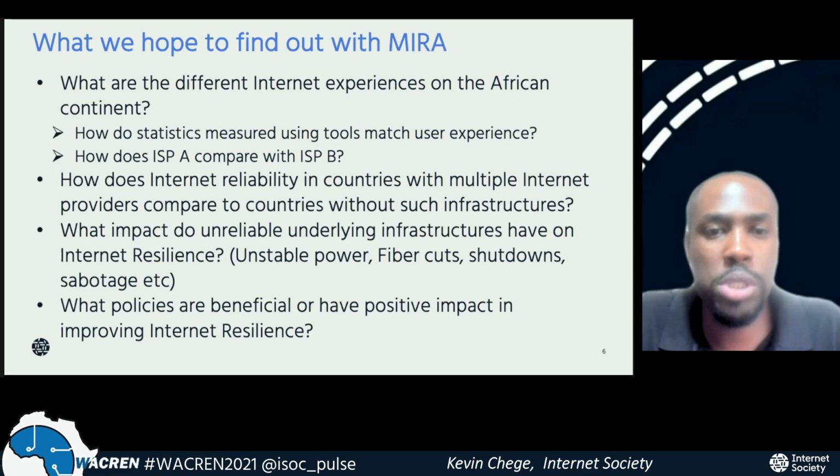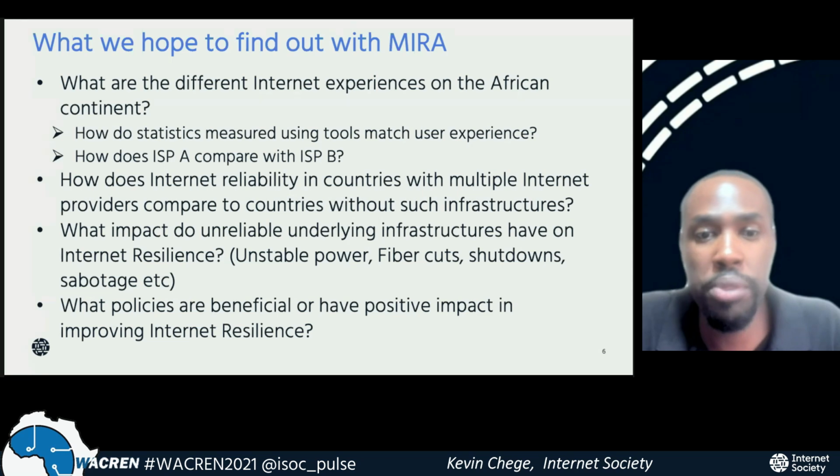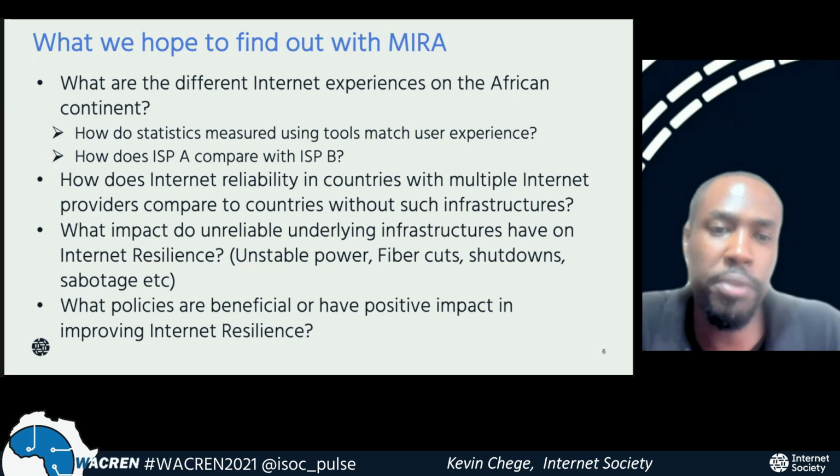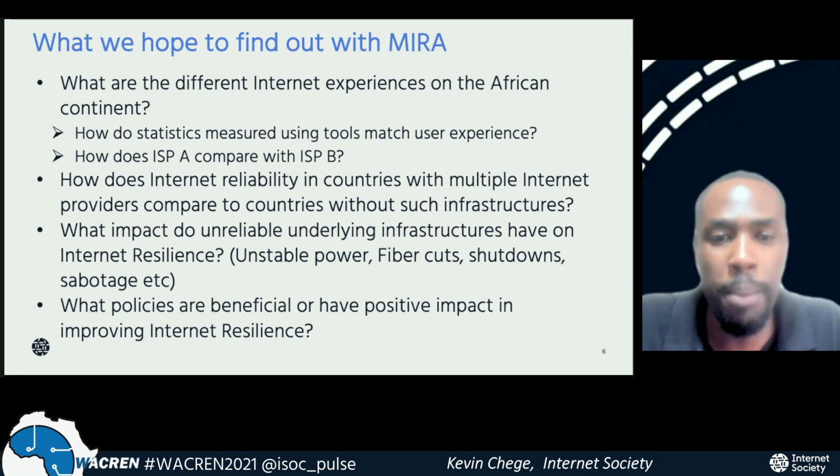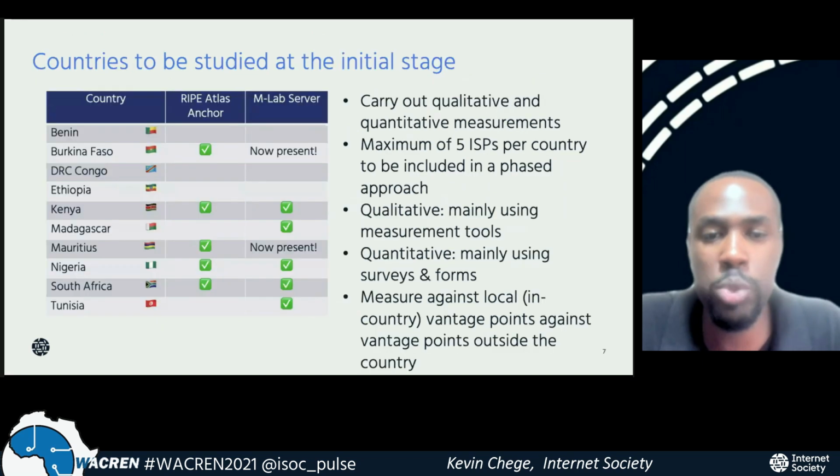We also want to see how countries with different internet providers and different infrastructures compare to each other. We want to see the impact of unreliable underlying internet infrastructure like unstable power, fiber cuts, and shutdowns. What's the actual impact on normal internet usage in Africa? And as I mentioned, what are the policies that are actually beneficial in these countries? Why does one country have a better connection than the other? Is it because there are better policies there?